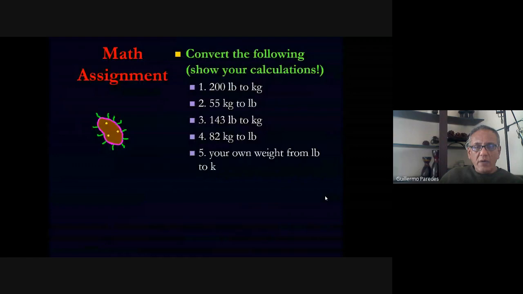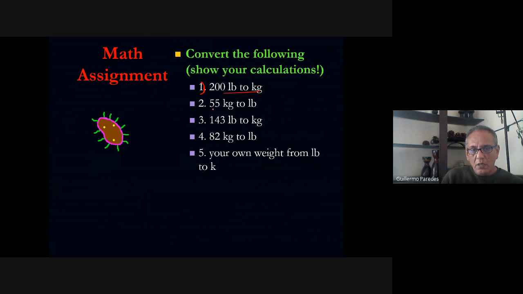So the homework is about conversion. Please don't get confused. This is 200 pounds into kilograms. 55 pounds of, forget about this number, it's 2.55 now. 200 pounds into kilograms, 55 pounds into kilograms, kilograms into pounds.